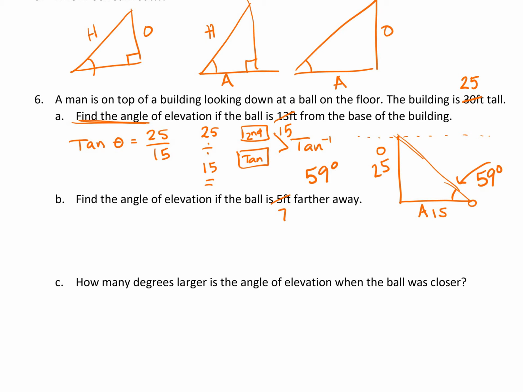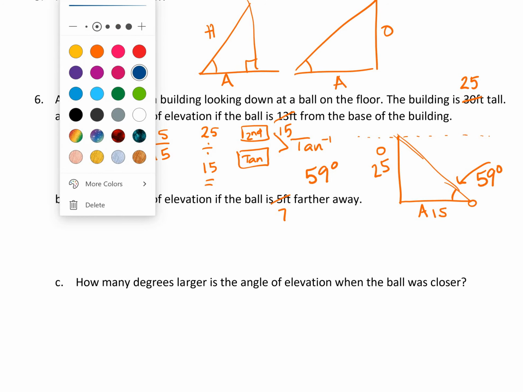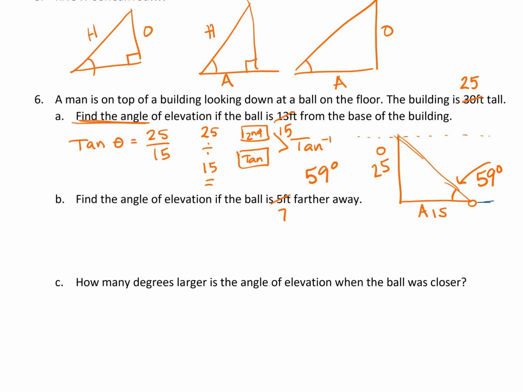Okay, now find the angle of elevation if the ball is 7 feet farther away. So now the ball is getting moved out here. Let me just do a different color quick. So now the ball is 7 feet farther away, so now the ball is here. And now we need this new angle. Same idea: the tangent of that angle is going to be equal to opposite, same number, over adjacent, which is going to be 22.